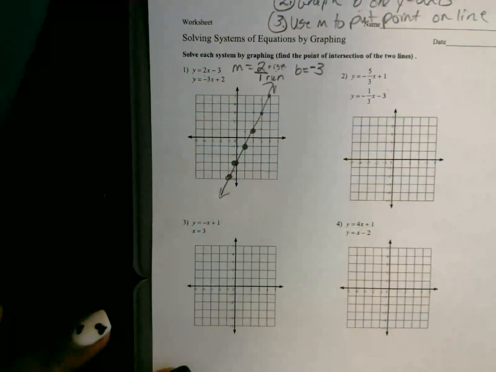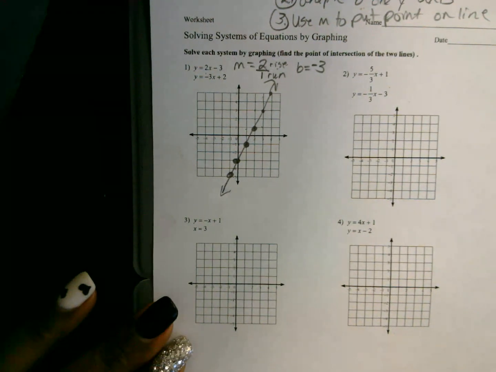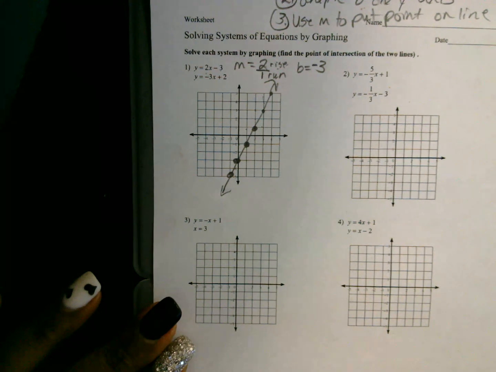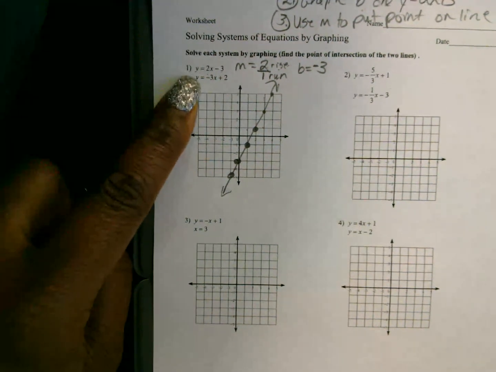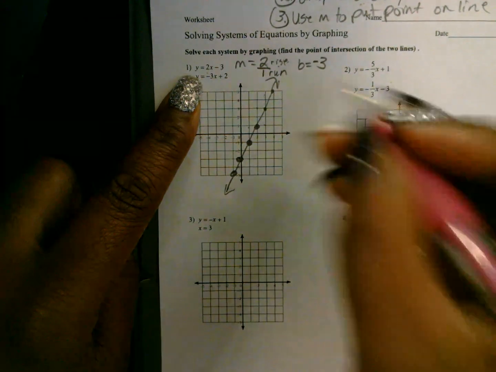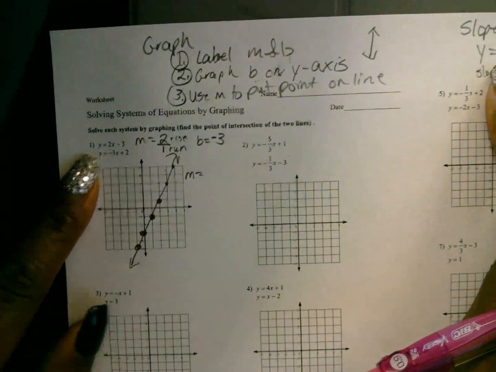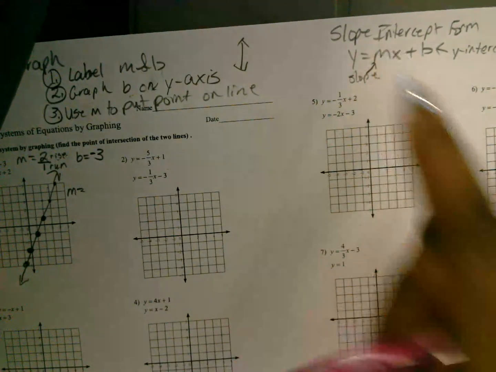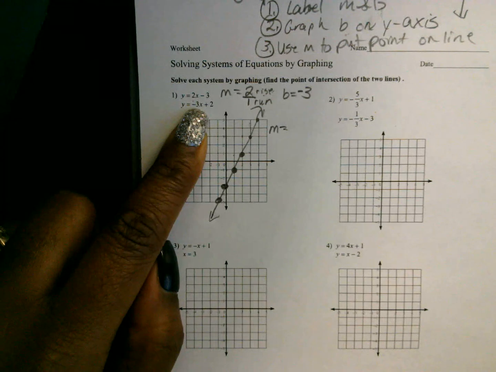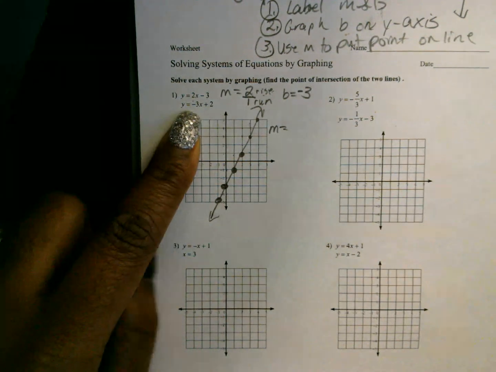Pause for the calls. All right, next, we're going to do the same thing again. We're going to label the m and the b of the second equation. What is the m of this second equation? Which one of those numbers is attached to the x? Is it -3 or +2?